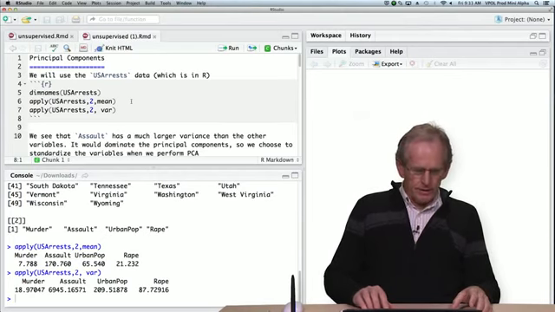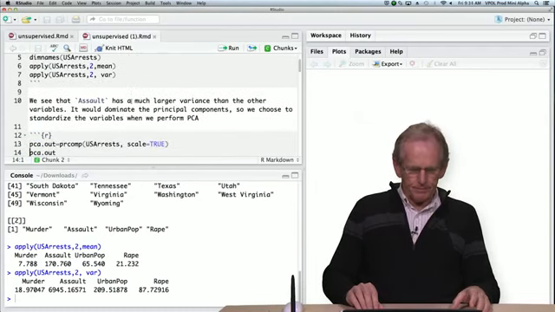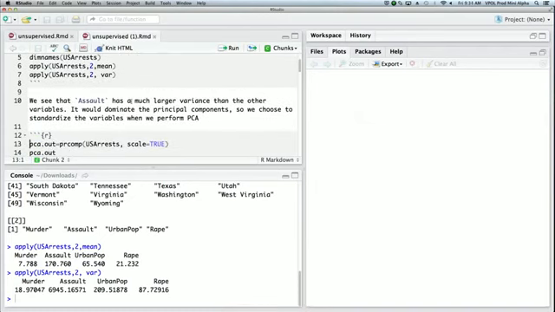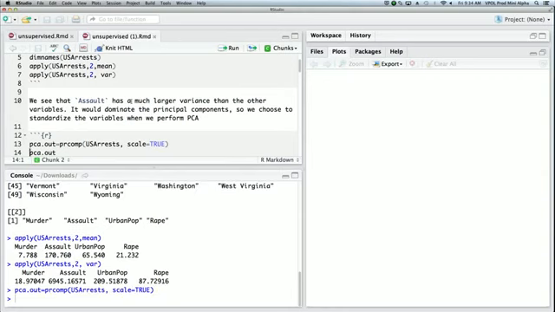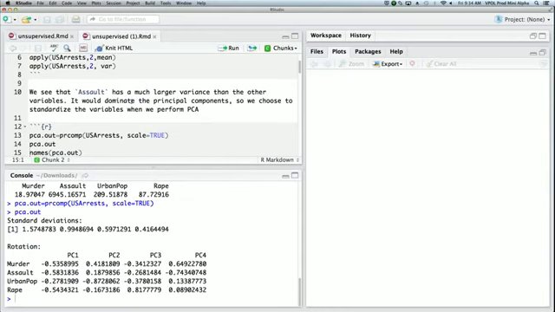So all that's to say, we're going to standardize the variables before we do principal components. We standardize them all to have unit variance. prcomp will actually do that for you if you set scale equals TRUE. So here we make a call to prcomp and assign the result to pca.out. And then we can just print it as usual, and we see a summary.